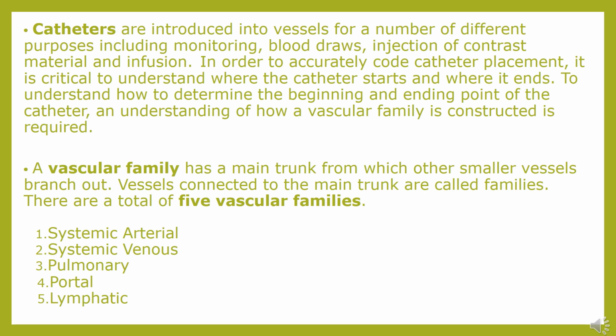In order to accurately code catheter placement, it is critical to understand where the catheter starts and where it ends. To understand how to determine the beginning and ending point of the catheter, an understanding of how a vascular family is constructed is required. A vascular family has a main trunk from which other smaller vessels branch out. Vessels connected to the main trunk are called families. There are a total of 5 vascular families: systemic arterial, systemic venous, pulmonary, portal, lymphatic.